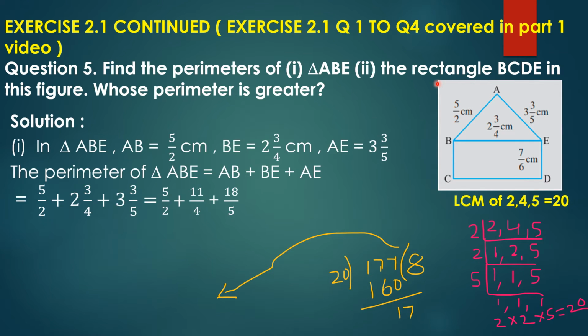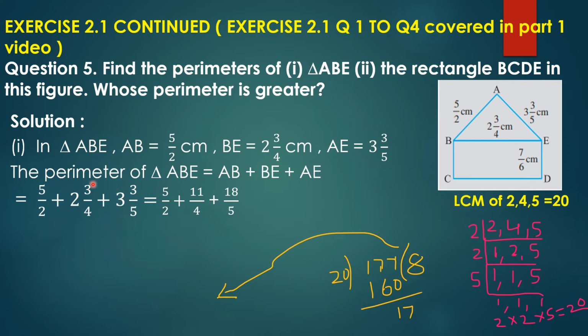Now let us consider the triangle ABE. So in ABE, what have they given? They have given AB is equal to 5 by 2 centimeter and BE is equal to 3 by 4 centimeter and AE is equal to 3 by 5 centimeter. So write down what is given.